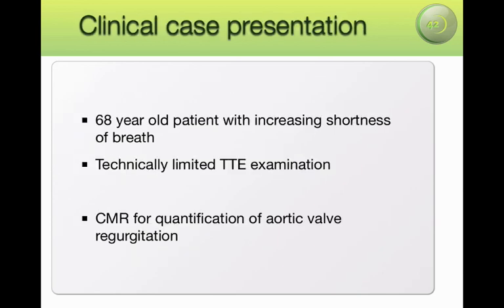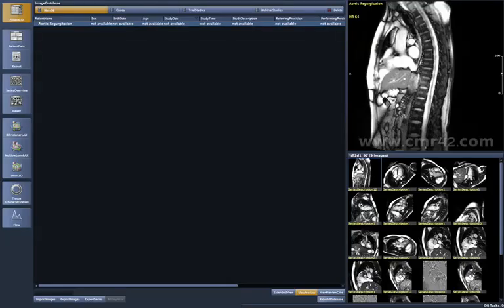The clinical case for today is a 68-year-old patient who presented with increasing shortness of breath and unfortunately had a technically very limited transthoracic echocardiogram examination. So we were asked for the CMR as a second opinion for the quantification of his aortic valve regurgitation. So this is the patient. We prepared some of the contours already just for the sake of time.